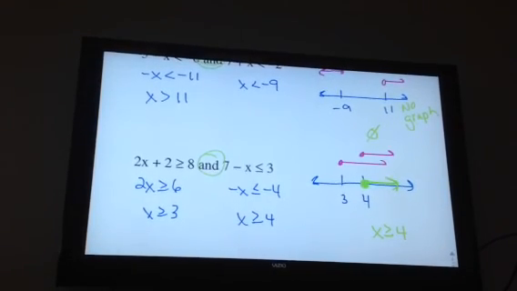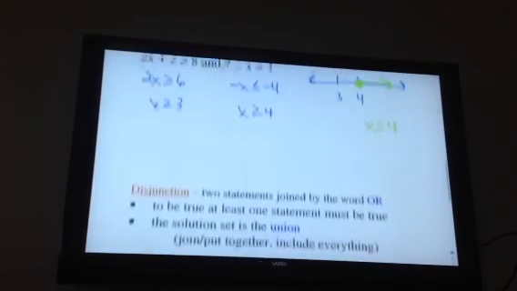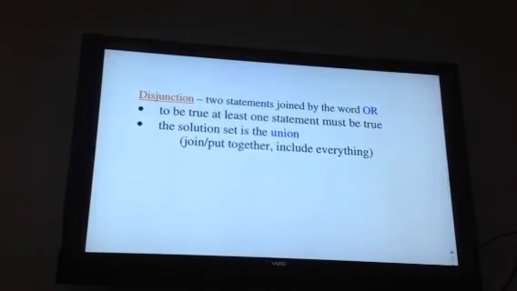Okay, let's look at the ors. The disjunctions.